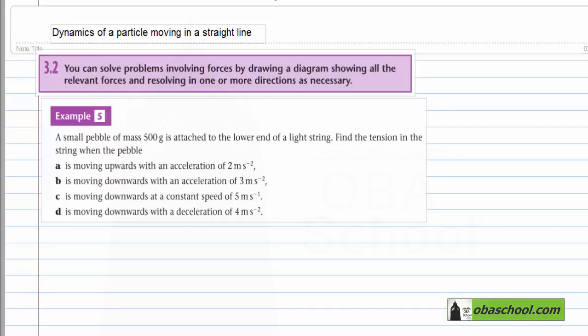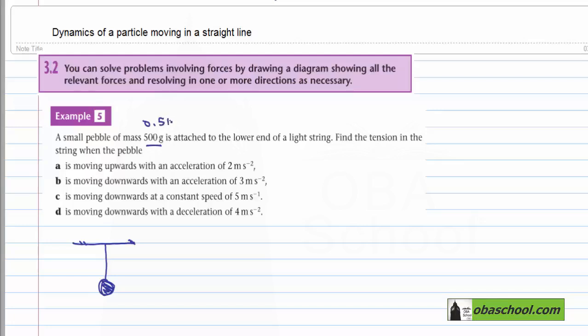A small pebble of mass 500 grams is attached to the lower end of a light string. So there is a round object of mass 500 grams attached to a light string that we can ignore its mass. Then we sketch this as follows. Here's a pebble or some sort of round object that is attached to the lower end of the massless string. And here is the fixed ceiling that the string is hanging from. The mass of the pebble is 500 grams, or in metric units, 0.5 kilograms.